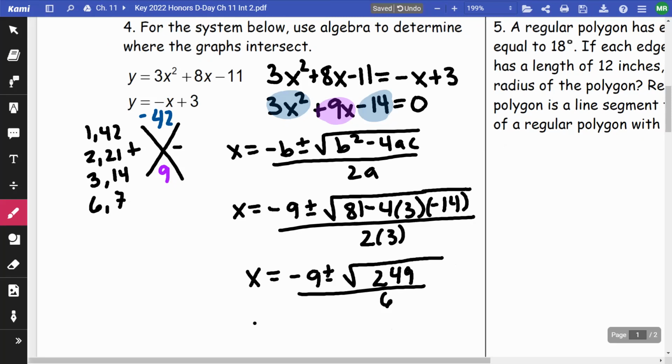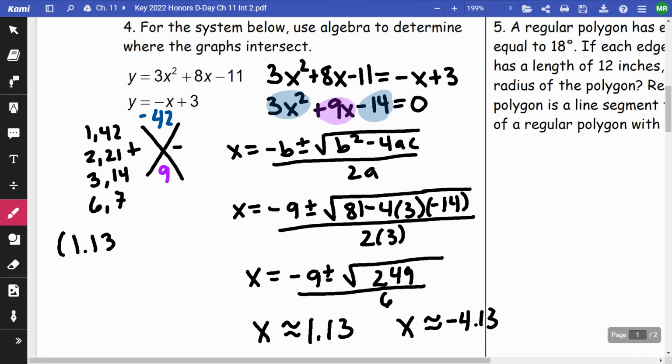Now, the square root of 249 is not going to be nice, so I am going to get decimal approximations, two of them, one with a minus, one with the plus. So if I go negative 9 plus the square root of 249, and I divide that by 6, I get about 1.13. When I take negative 9 minus the square root of 249 and divide that by 6, I get a negative 4.13. So those are going to be my two approximate x coordinates.